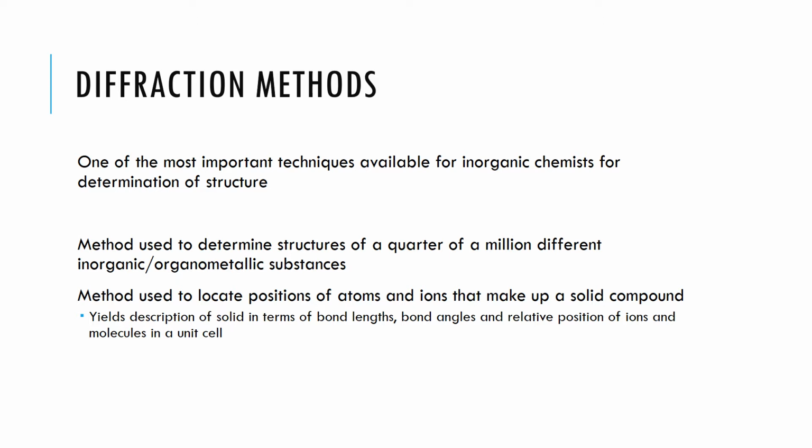What we use diffraction methods for then is to pinpoint the locations of atoms and ions that make up a solid compound. So what we gain as a result of diffraction is a description of the material in which we are able to interpret things like bond lengths, bond angles, and positions of atoms within the crystalline structure relative to other atoms. We get a complete picture then of the unit cell of the crystalline solid, which we've spoken about in great detail.